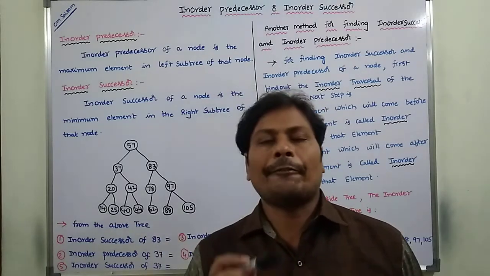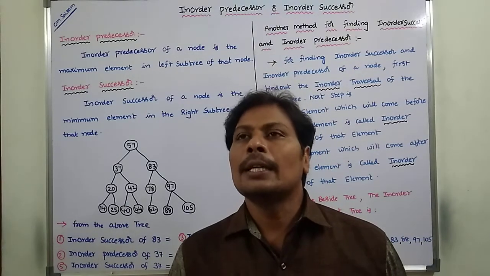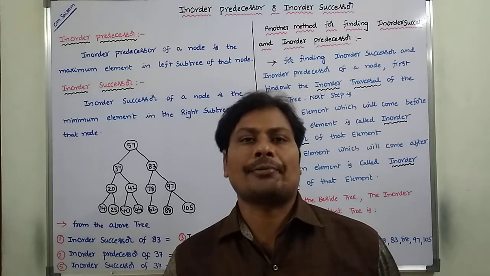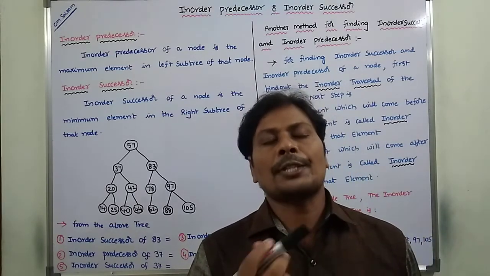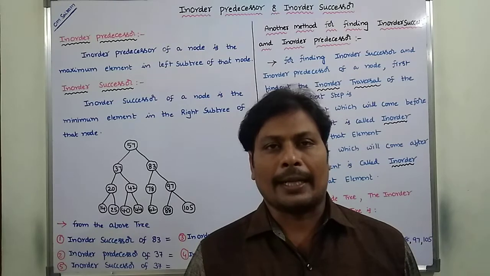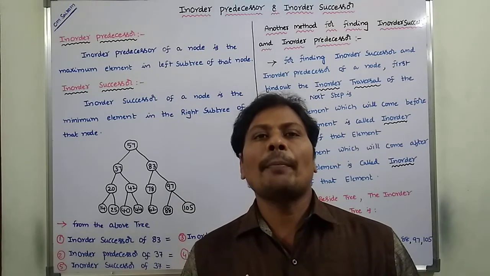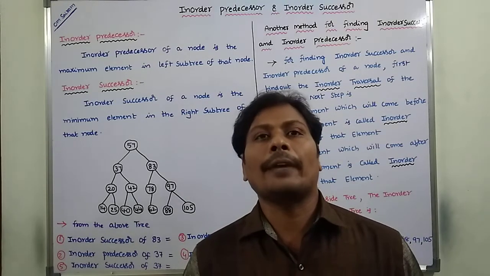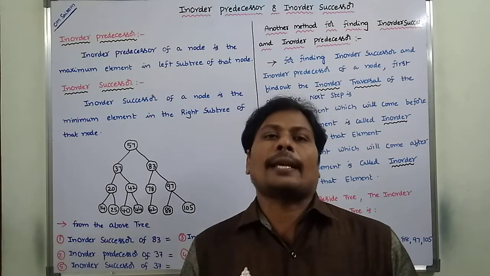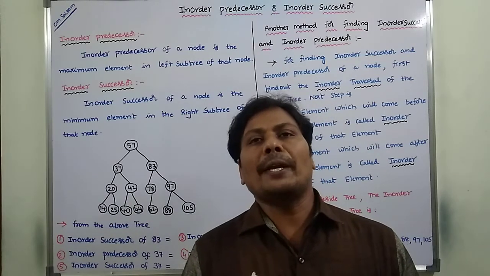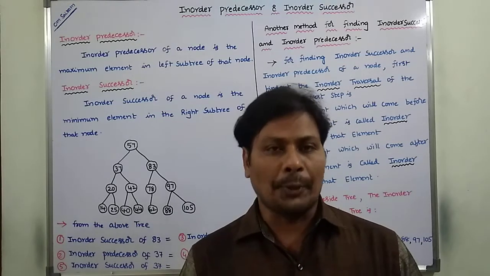First of all, what is inorder predecessor and what is inorder successor, and some examples on a binary search tree. These are the concepts that we discuss in this video. First one is inorder predecessor. Inorder predecessor of a node is the maximum element in the left subtree of that node. Next, inorder successor. Inorder successor of a node is the minimum element in the right subtree of that node.